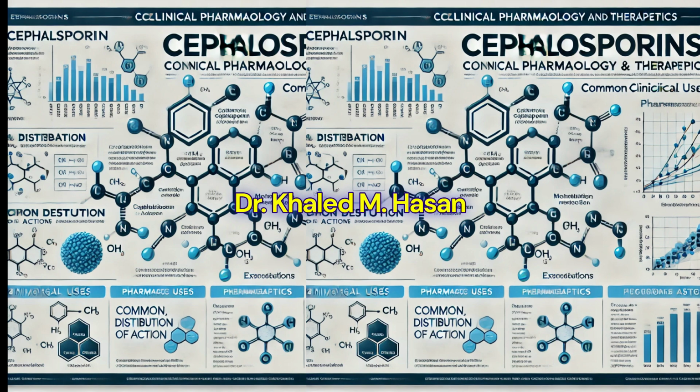What about 5? Right. Fifth generation. Now we're talking about the heavy hitters. These are the cephalosporins that are specifically designed to target some of the really resistant bacteria, like, for example, MRSA. Oh, yeah. That's the one you hear about in hospitals, right? Yes, exactly. Methicillin-resistant Staphylococcus aureus. It's a really tough one to treat. So these 5th generation ones have what it takes to go up against MRSA.